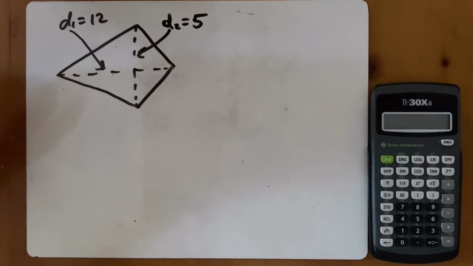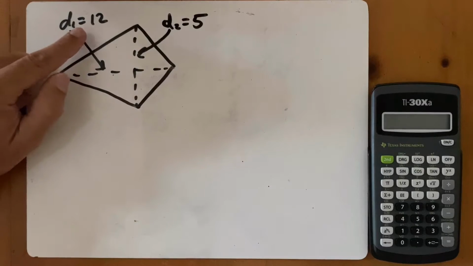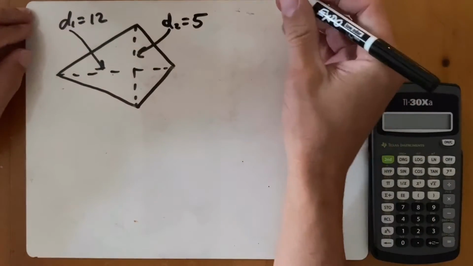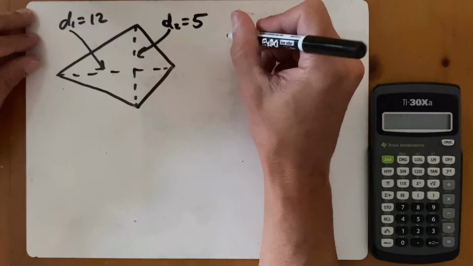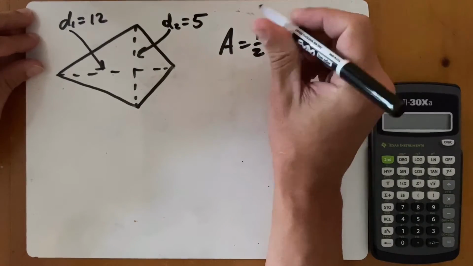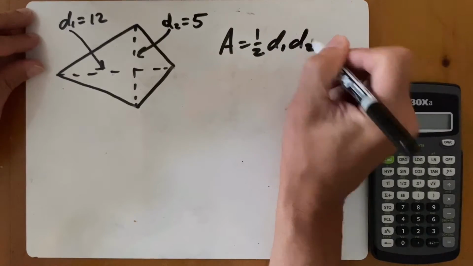So in this problem we have a kite, right? And it tells us that the diagonals for the kite are equal to 12 and 5. And the problem says that that's the full length of each diagonal, so that way there was no confusion there. All right, so we need to find the area of a kite. We do have a formula for the area of a kite, and that is 1/2 times the product of the two diagonals.